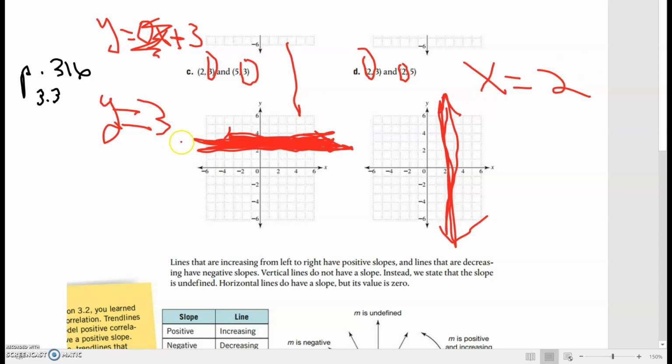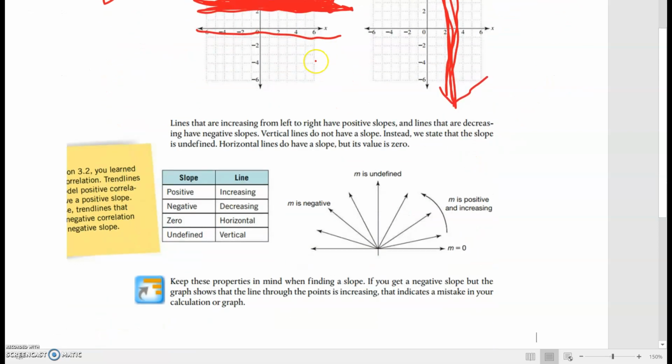I always kind of remember it's backwards of the axis. So this is the x-axis. So the formula is y equals a number, and this is the y-axis goes up and down, so it's x equals a number. But you can kind of try to think about that however you would like.